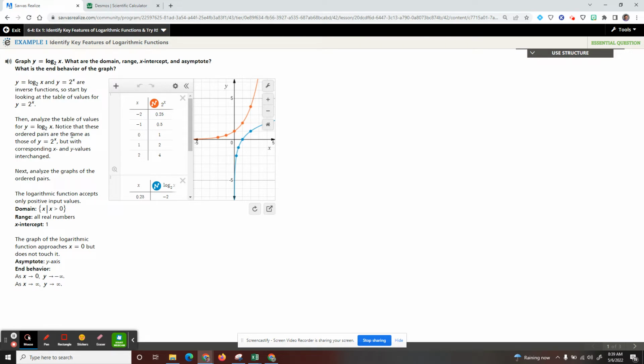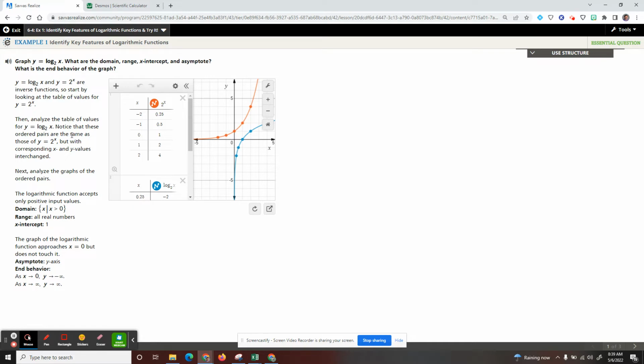One of the things we learned last lesson was that y equals log base 2 of x and y equals 2 to the power of x are inverses. So if I know how to graph y equals 2 to the power of x, the log function would just be the inverse. So I would take the x and y values and flip them.